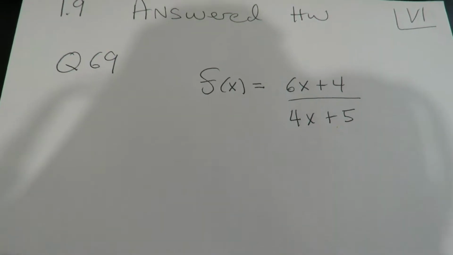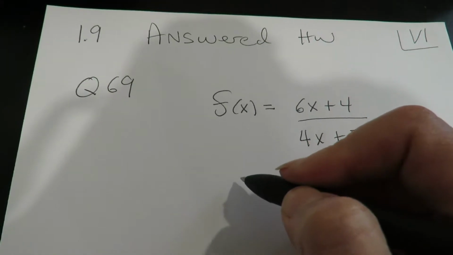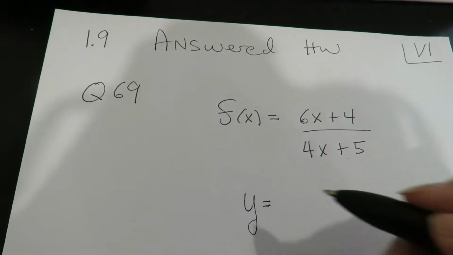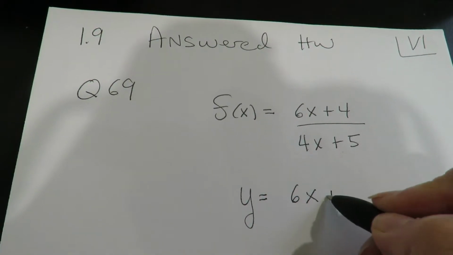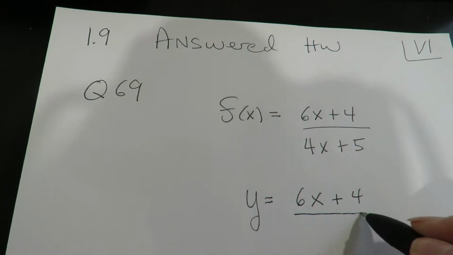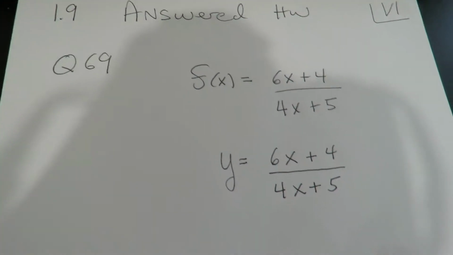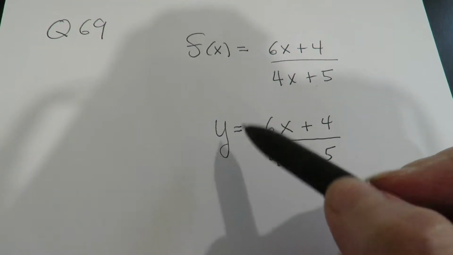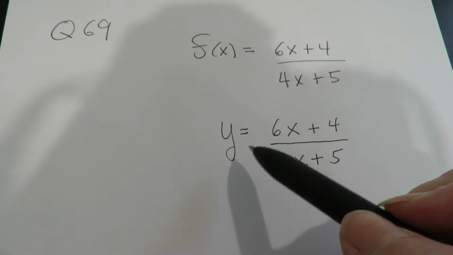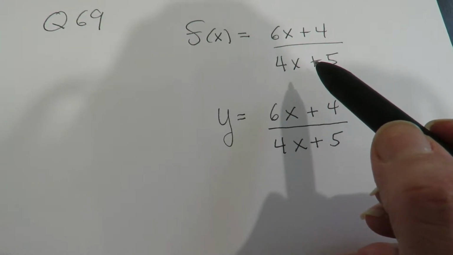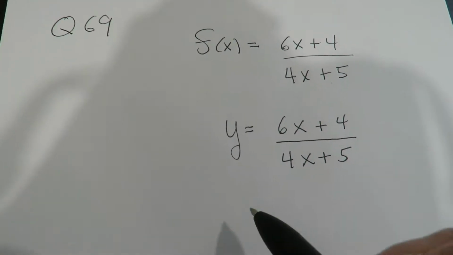So the first thing you want to do is rewrite f of x as y. Okay, so that's the first step: rewrite f of x as y. This function does indeed have an inverse. It will pass both the vertical and the horizontal line test.